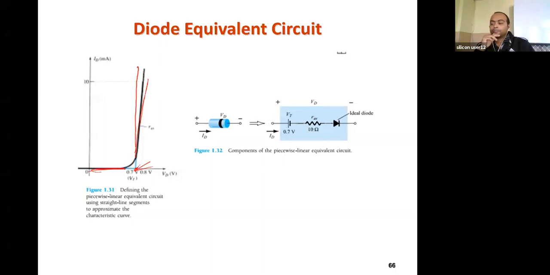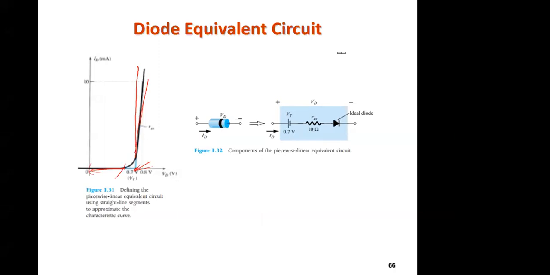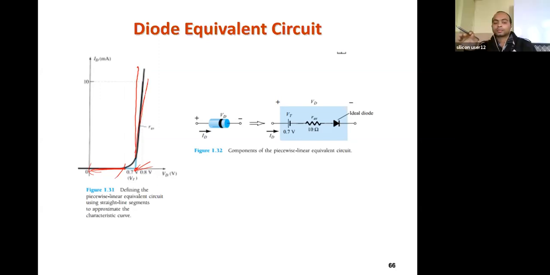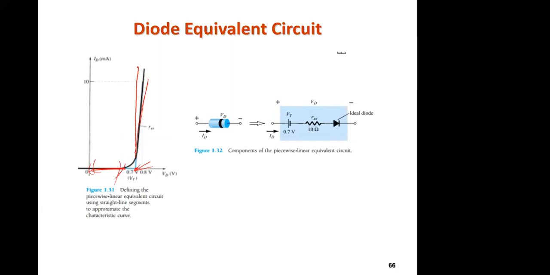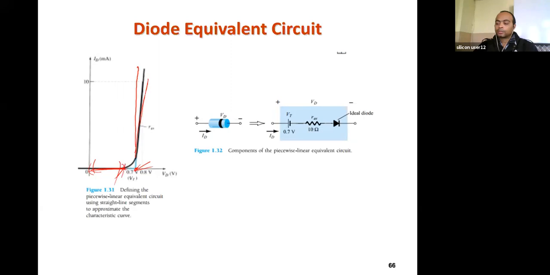Before 0.7, in this first section, what is the resistance? Resistance is infinite, Sir. If the resistance were 0, then the current would start flowing. In this first section the resistance is infinite, so that's why it is not allowing the current to flow. In this graph, before this 0.7 point, the resistance is infinite.